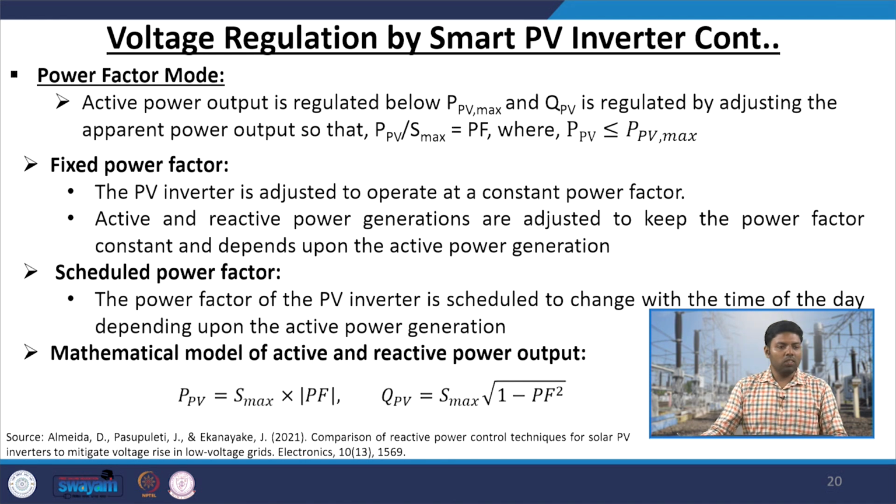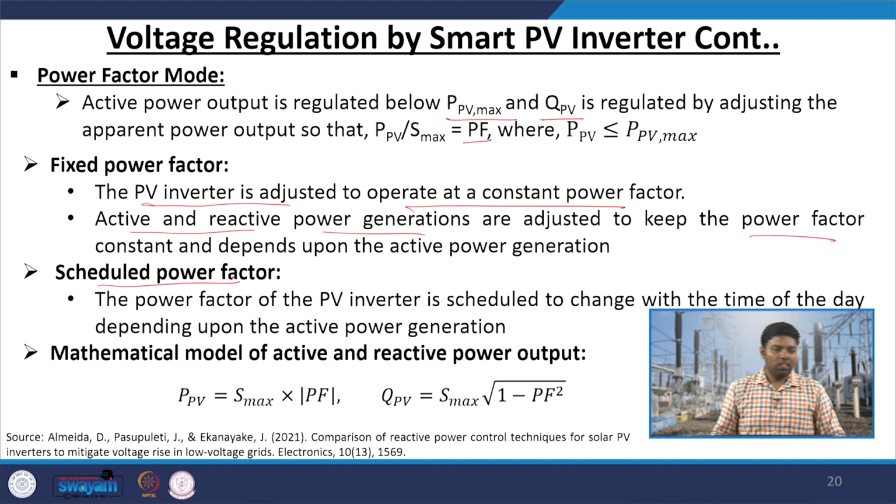Then the second mode is called the power factor mode, where we regulate the output active power as well as reactive power, both will be regulated to get a fixed amount of power factor. That means that is your requirement for the circuit. You need a fixed power factor for your circuit. So, if your power factor is constant, then active and reactive power generation are adjusted to keep the power factor constant, depending upon the active power generation, how much active power you are getting from the supply or the MPPT level.